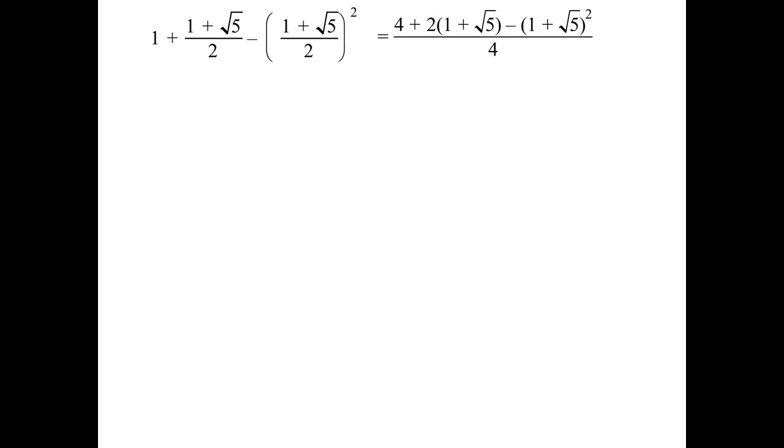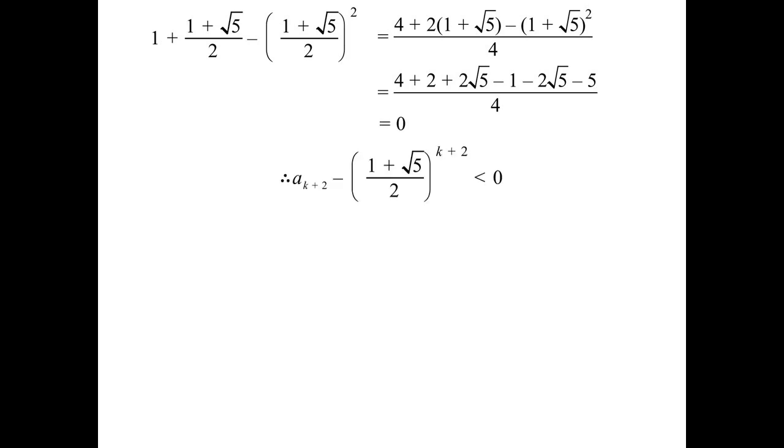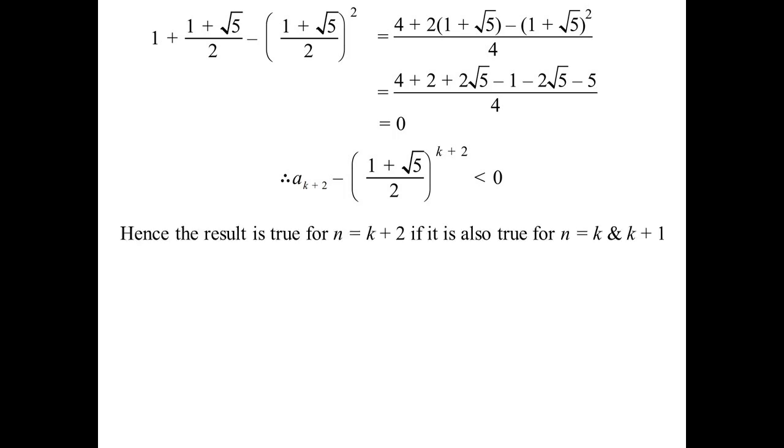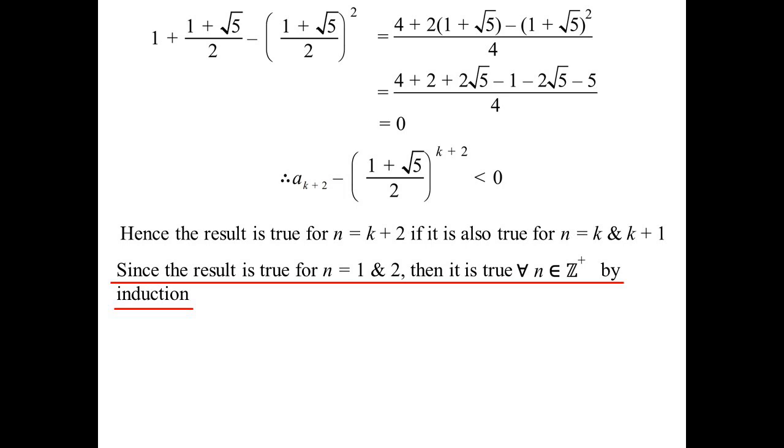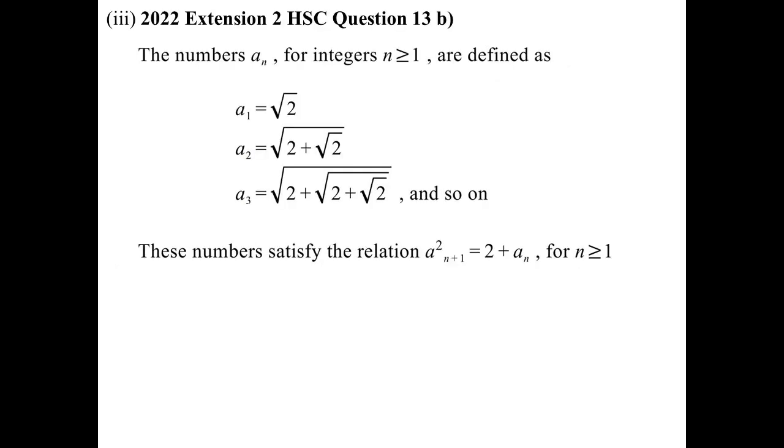So, playing around with it, it's actually equal to 0. Well, what do you know? It's equal to 0. Well, we got it then, haven't we? So a(k+2) minus that is less than 0. Hence it's true for k plus 2, etc. But notice here, since it's true for 1 and 2, it's going to be true for all integers by induction.